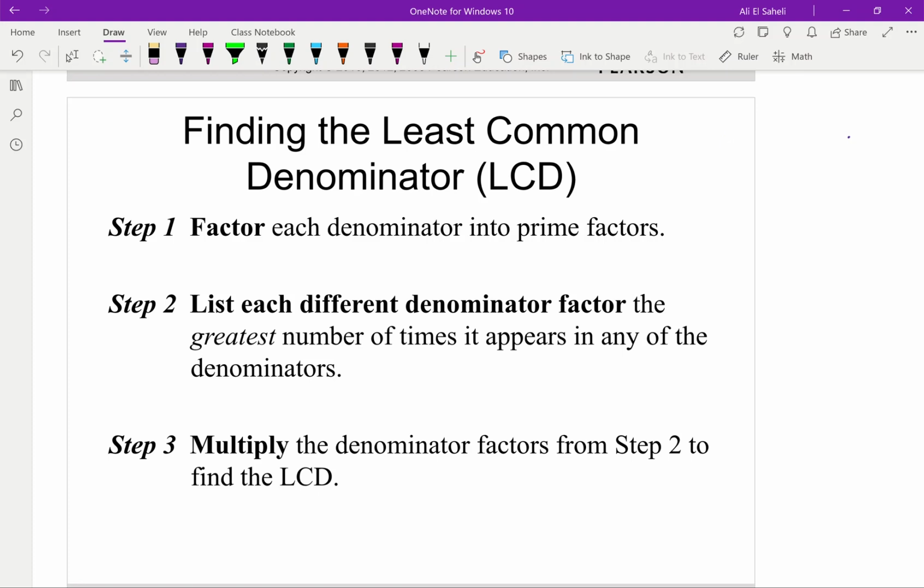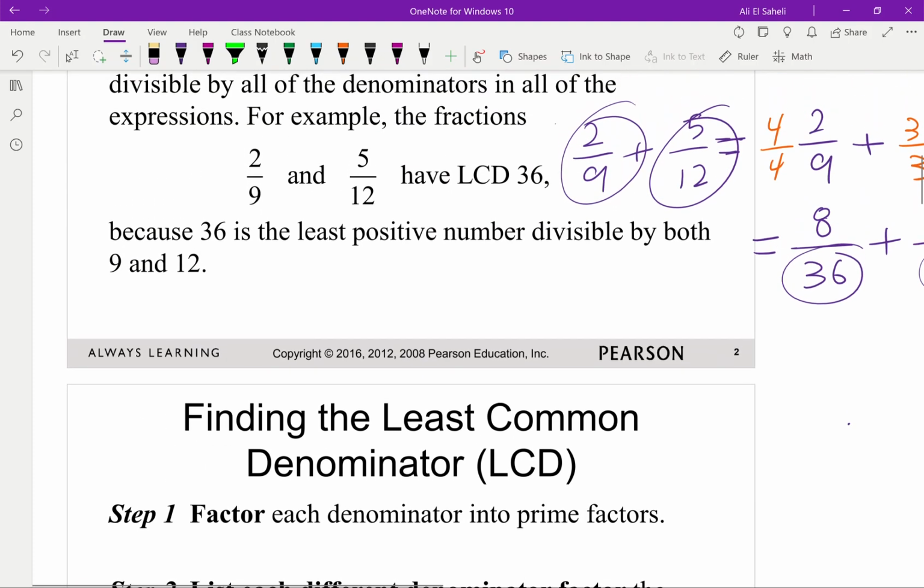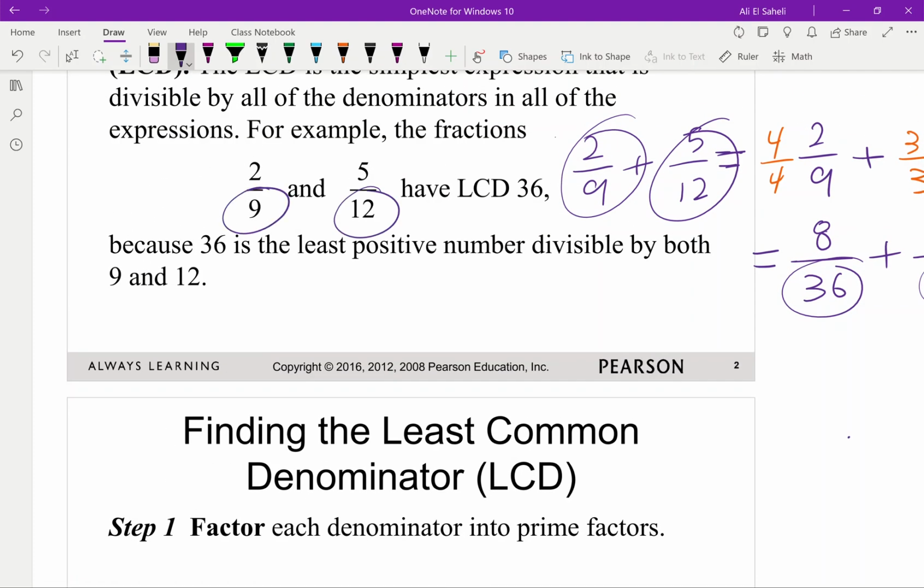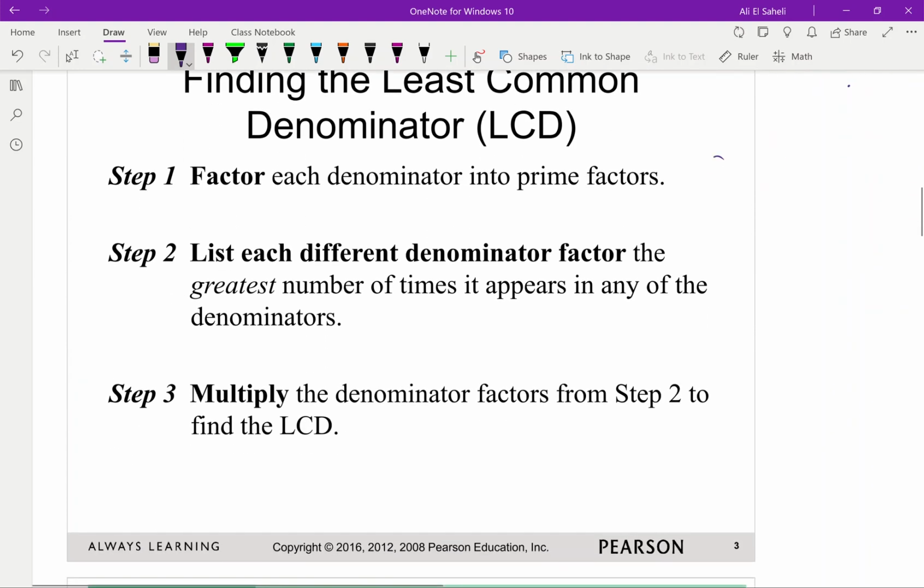Okay, how do we do that? Factor each denominator into prime factors. So let's apply this to these two denominators. You have 9 and 12. Factor each denominator into prime factors. 9 is 3 times 3, and that's it. 12 is 3 times 4. 4 is 2 times 2. So now these are factored into prime factors.